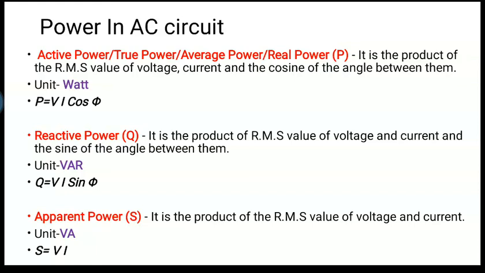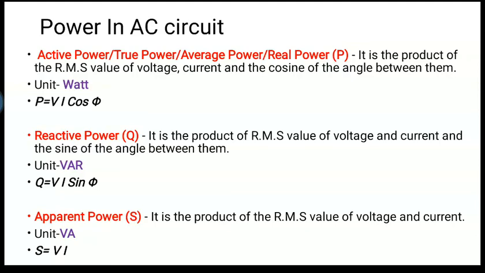So what is active power? It is nothing but a product of RMS value of voltage, current, and the cosine of the angle between them. Okay, you will see the formula. It is very simple. P is equal to VI cos phi. Product of voltage, current, and the cosine of the angle between them. I hope you understand what phi means: the phase difference between voltage and current.